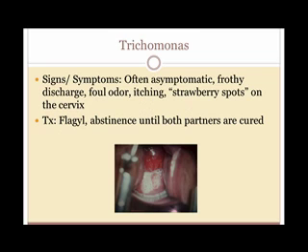Trichomonas is the most commonly occurring curable sexually transmitted infection. Often, a woman may be asymptomatic. If she has signs and symptoms, she may complain of frothy discharge. Upon speculum exam, like the picture here, we may also see this frothy discharge. She could complain of a foul odor or itching. Upon exam, we may see strawberry spots or reddened areas on the cervix, as you can see in the picture.